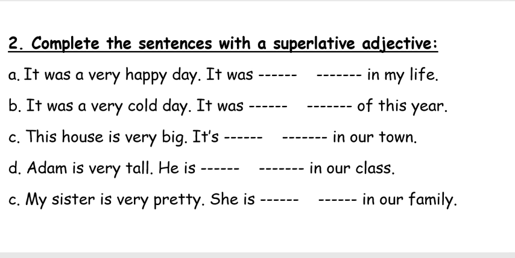Number C, this house is very big. It's the biggest in our town. Number D, Adam is very tall. He is the tallest in our class. Number E, my sister is very pretty. She is the prettiest in our family.